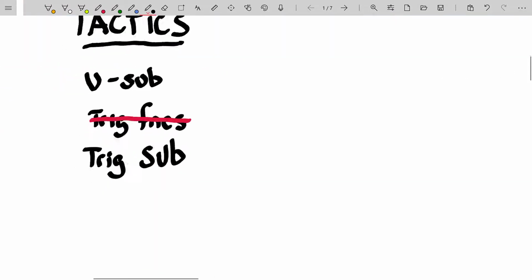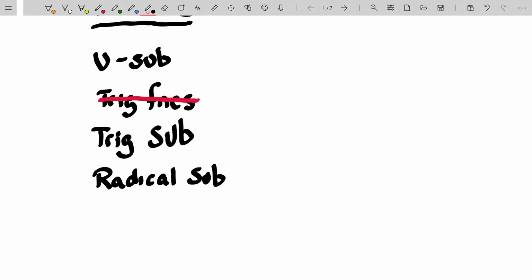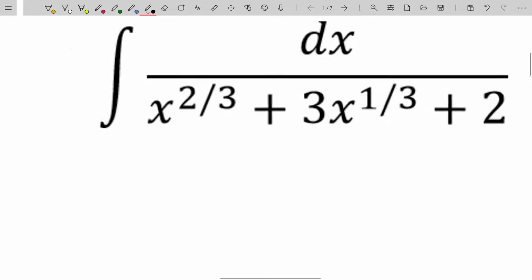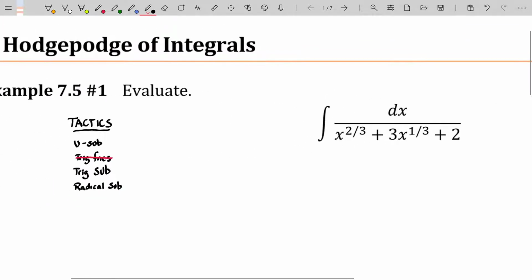The next one, and notice these are all sort of like substitutions, is going to be a radical substitution, which is a very specialized U substitution. In fact, most people would just probably call it a U substitution. A radical substitution is when you let U equal a radical. Again, it's just a very specialized U substitution. In this case, I probably would let U equal the cubed root of x because that would help out. Or maybe the square of the cubed root of x, who knows? But that's a consideration, a very strong consideration in fact.